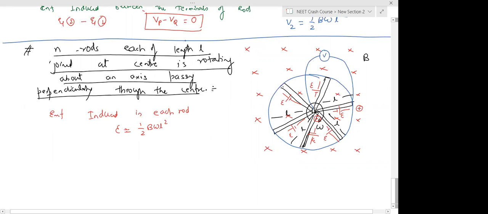Now, are they in series or parallel? That will decide the equivalent EMF produced by this combination. These n number of rods, are they in series or in parallel? How do we decide? There are n identical cells with identical EMF connected together, we need to find whether it is in series or in parallel.